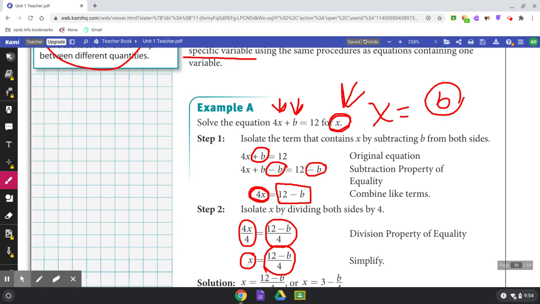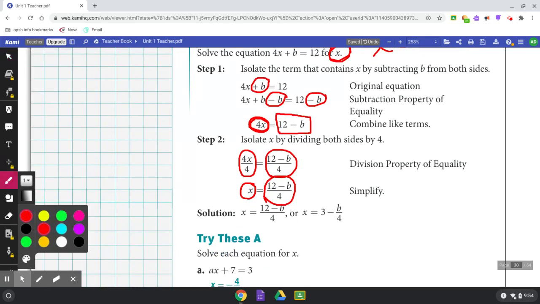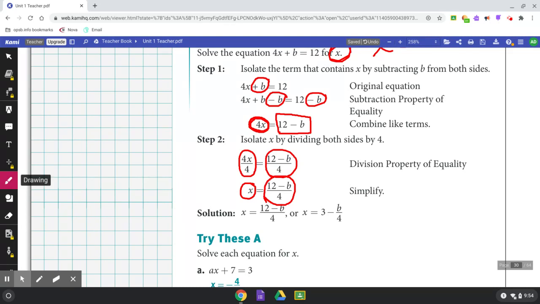Now, in your book, you can scroll down here, and you'll see that you can leave it as x equals 12 minus b divided by 4, or you can simplify to get 3 minus b over 4. And that's just dividing both terms, 12 and negative b, by 4. 12 divided by 4 is 3. Negative b divided by 4 is just negative b over 4. Both of these answers are correct. This is just the simplified version of 12 minus b divided by 4.